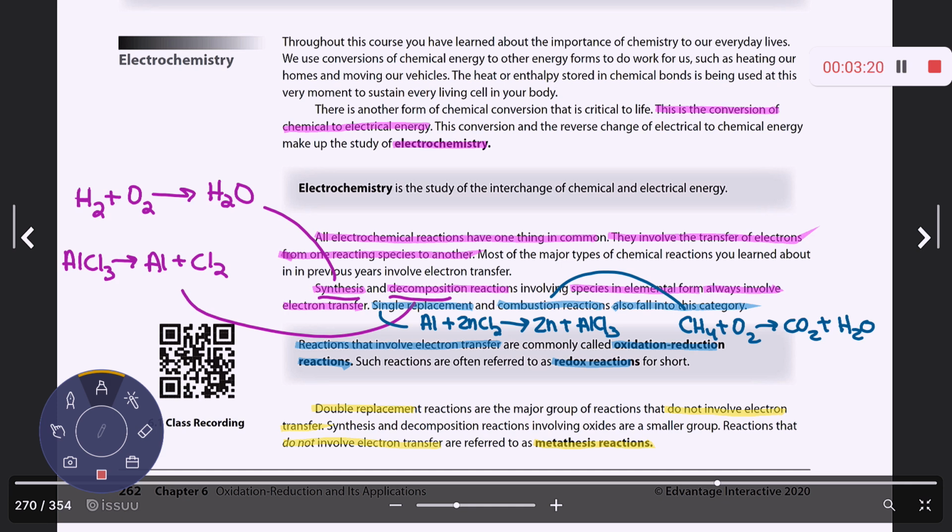Okay, let's take a look at the next page. Basically, the bulk of this section is on the next page. Okay, thank you.